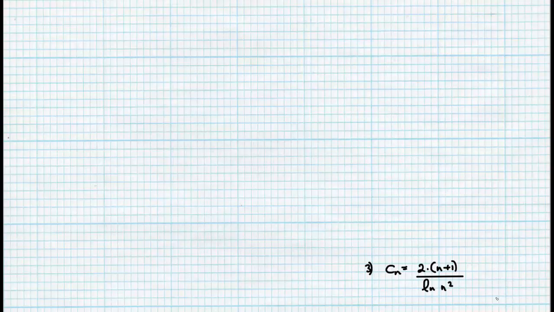Sometimes not all the numbers in the sequence can be plugged in. For example, you can't plug in n equals 1, because you will get c_1 equals 2 times 1 plus 1, divided by the natural logarithm of 1. The natural logarithm of 1 equals 0. So it's not defined. Most of the time you won't need to deal with undefined terms when we're talking about sequences.